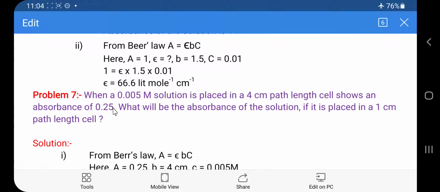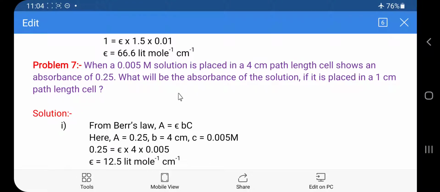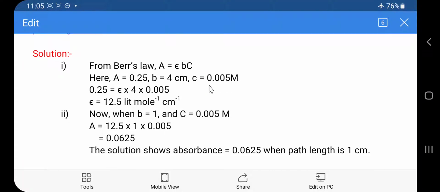Then the next problem: when a 0.05 molar solution is placed in a 4 centimeter path length cell, it shows an absorbance of 0.25. What will be the absorbance of the solution if it is placed in a 1 centimeter path length cell? This problem is a two-step problem. In the first step, the concentration is given, path length is given, as well as the absorbance is given. In the first step, we have to calculate the molar absorptivity. This is step number 1. Then the solution is the same, and there is only a change in the path length. So the solution is the same, that means the molar absorptivity value is the same. In the second step, we have to find out the absorbance.